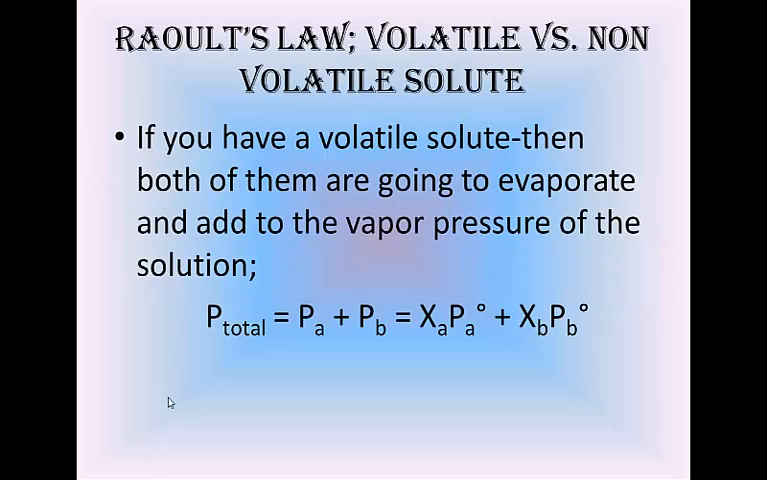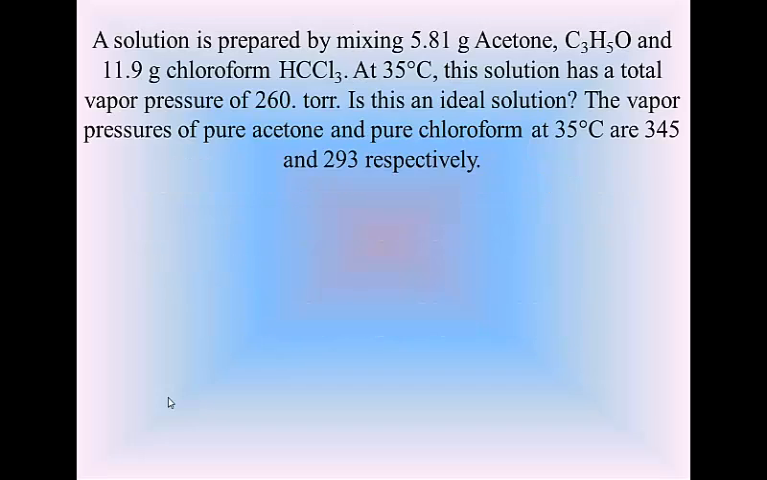Raoult's law for a volatile solute, one where the solute and the solvent both evaporate, is very similar to Dalton's law with a mixture of gases. So you've got the total pressure above the solution being equal to the pressure of each volatile solute and volatile solvent. You're going to calculate it by the mole fraction of the solute times its pure pressure plus the mole fraction of the solvent times its pure pressure. So it's going to be a sum of the two, and we're going to do an example.